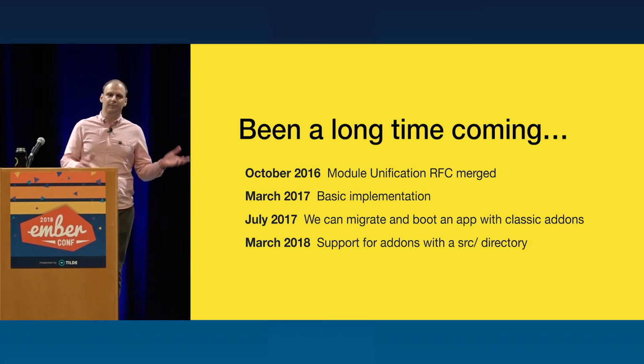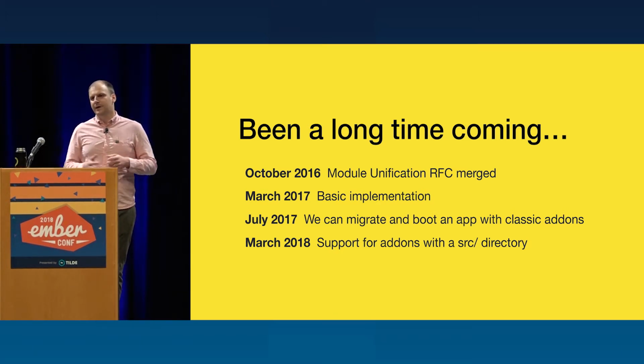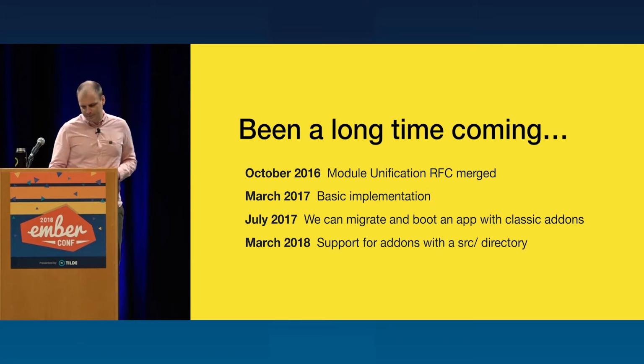In 2016, we merged that RFC. 2017, we had a basic implementation. Over the summer at EmberCamp, we did a demo of module unification apps booting and running add-ons that were from classic mode add-ons. Kind of the last thing that we've been calling the golden spike was the ability for a module unification app to invoke a module unification add-on component. And that's kind of the Rubicon that we've crossed in the last few weeks, and that really sets us up to be focused more on concrete tasks that kind of anyone can participate in in order to get this to a point where it can ship.